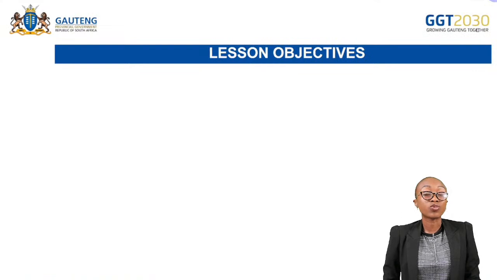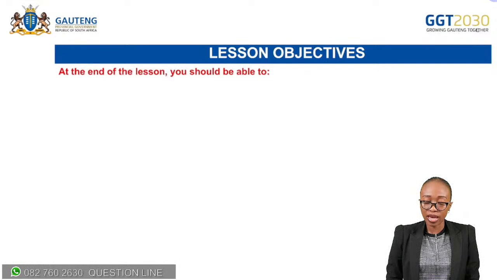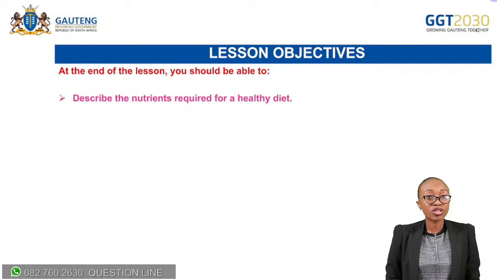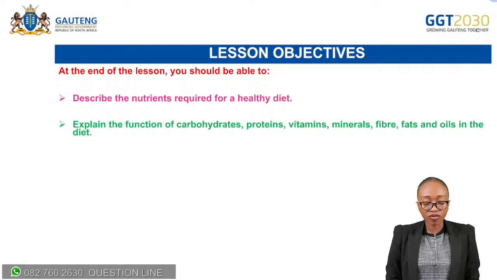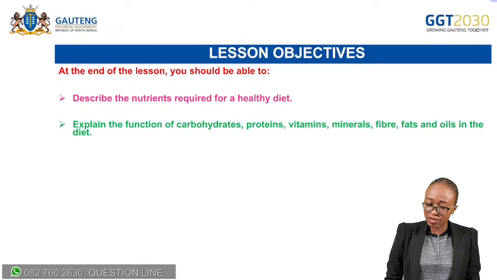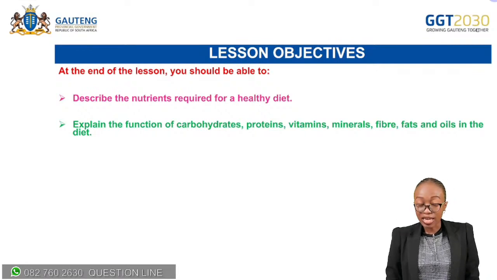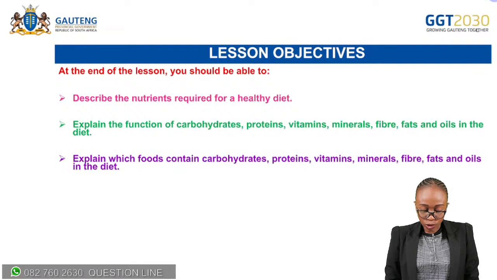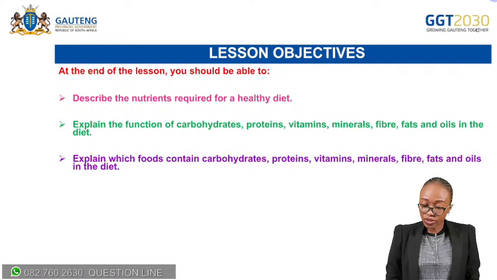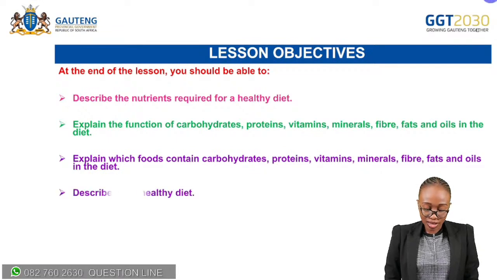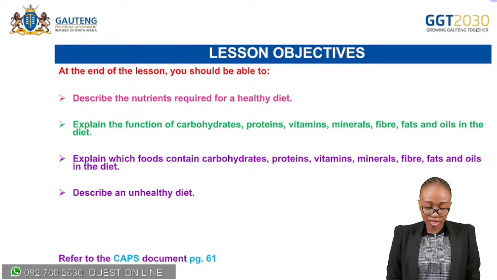Let's look at today's objectives. These are the goals that we wish to achieve by the end of today's lesson. You should be able to describe the nutrients required for a healthy diet, explain the function of carbohydrates, proteins, vitamins, minerals, fiber, fats and oils in the diet, explain which foods contain carbohydrates, proteins, vitamins, minerals, fiber, fats and oils in the diet, and describe an unhealthy diet. All this was sourced from the KEPS document on page 61.